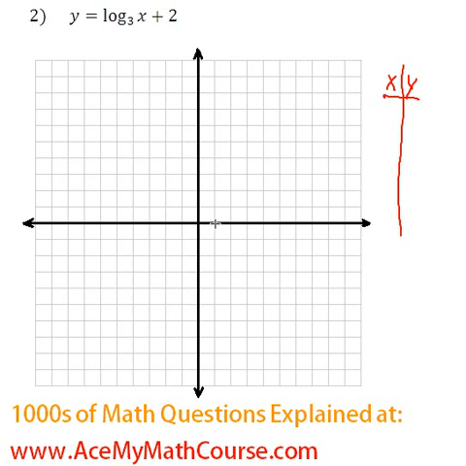Let me plug in a few good points. If I plug in 1 for x, of course I will get 0 for y, right? Because log base 3 of 1 is just 0. If I plug in 3 for x, I will get 1 for y, 9 for x, that's 2 for y.